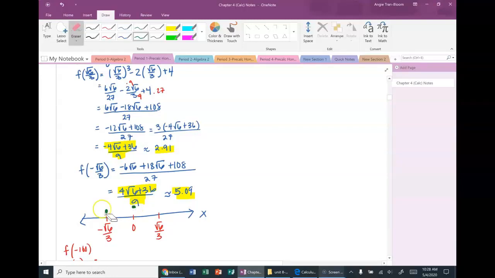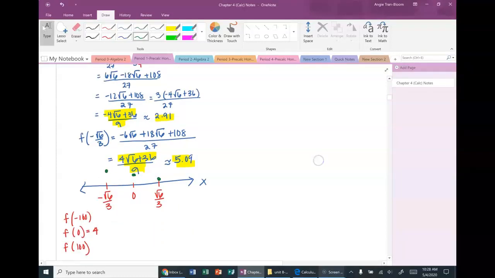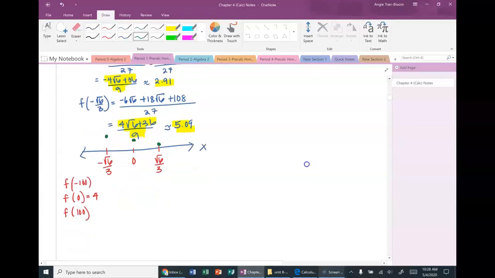Oh, I just plotted the wrong side, didn't I? Negative. When it was negative, rad 6 over 3 was 5.09, so it's higher than 4. And then when x was positive, rad 6 over 3 was 2.91, so it's down here. Now the question is, on the negative infinity and positive infinity, the end behavior, is it going downward or upward? So that's what we're trying to find.